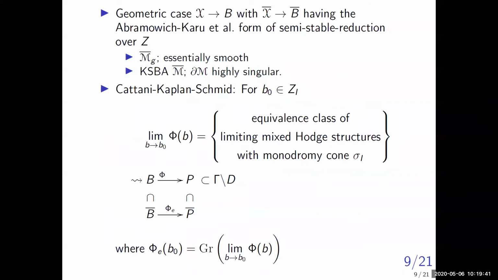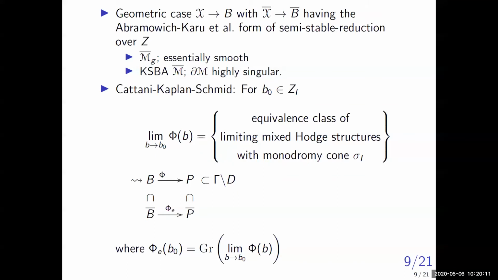The geometric case is where you have a family of smooth varieties, script X over B, and you have a completion, X bar over B bar, that has the form of semi-stable reduction given by Abramovich, Karu, and others. Okay. So taking the Hodge structure of the cohomology of the fibers would give you a variation of Hodge structure.